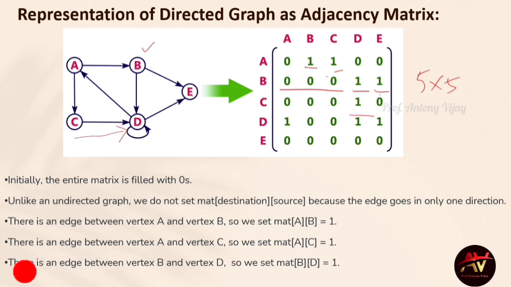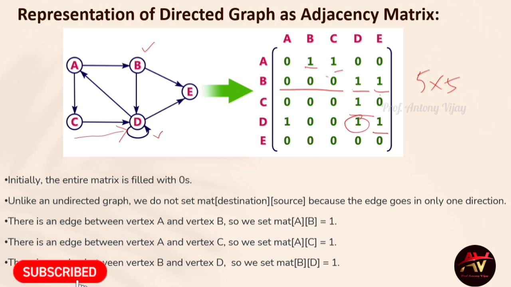And for D, D already has a self loop, and D is connected with E. No other. So D to E is 1. Keep in mind. And for E, there is no outgoing edge from E.